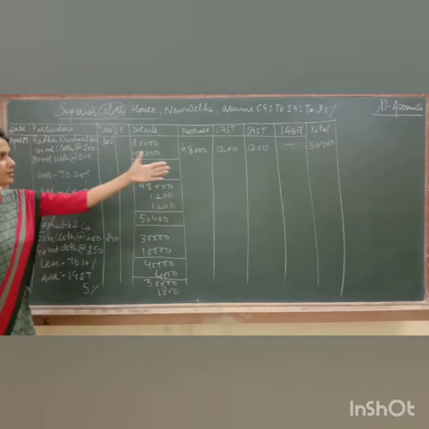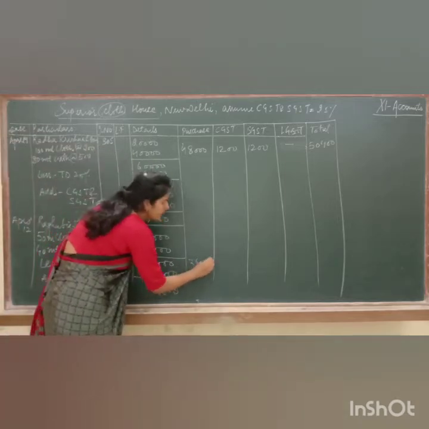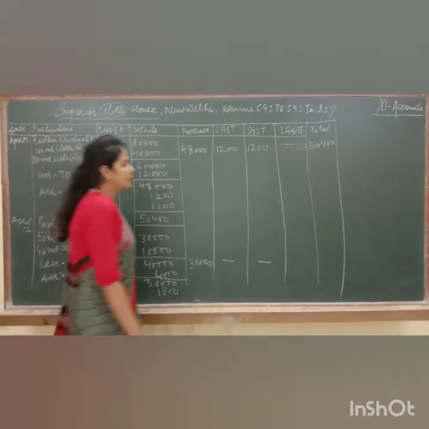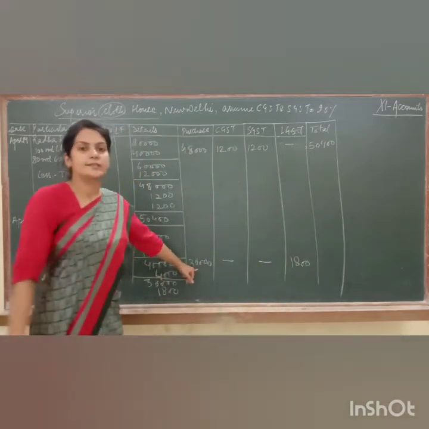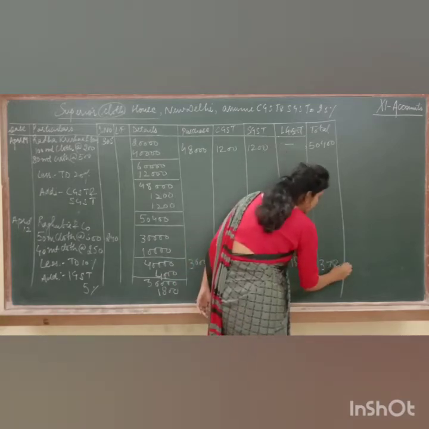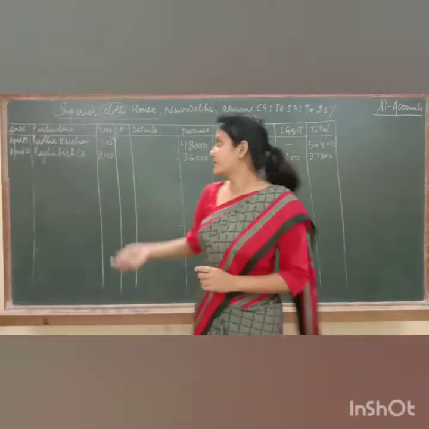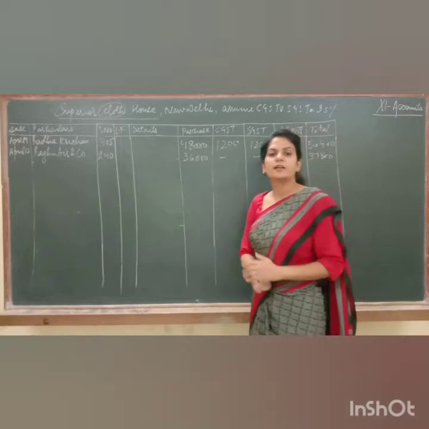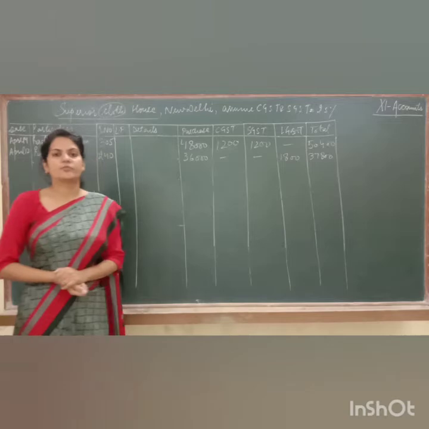So now write everything in all the columns individually. In purchase column you will be writing 36,000. No amount in CGST and SGST. This 1,800 we will be writing in IGST, and then total, 36,000 plus 1,800 is 37,800. Yes girls, I have erased few things because of lesser space, but you don't have to do that. You will be writing the things the way I told you. Fine. Now read the third transaction.